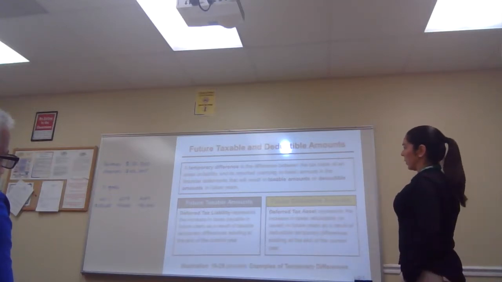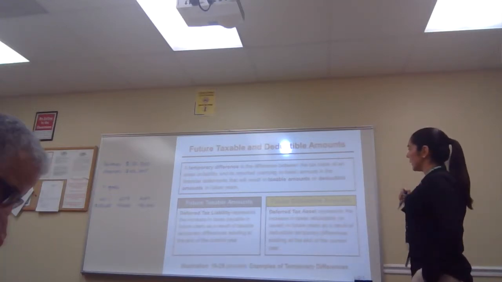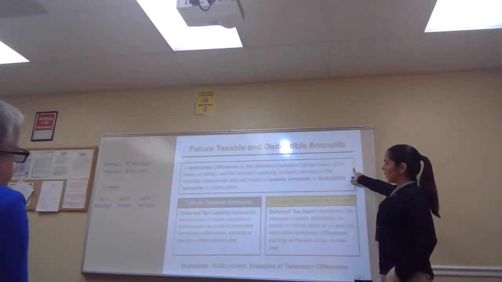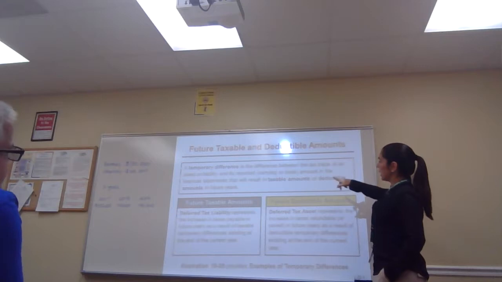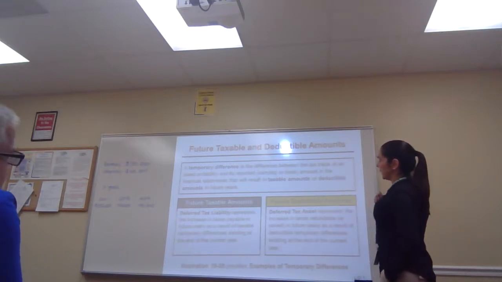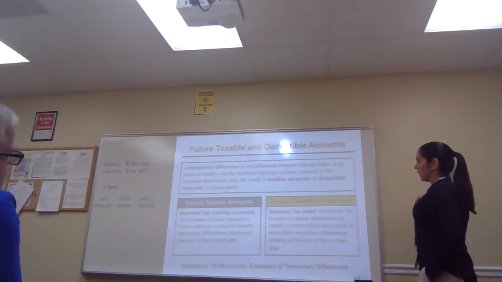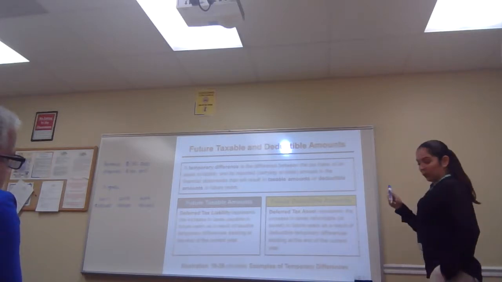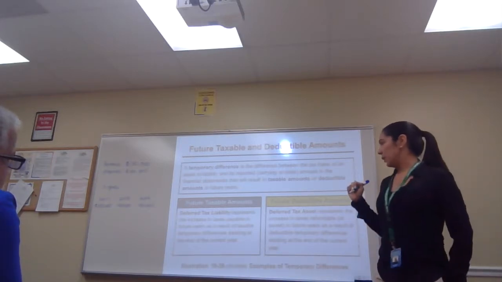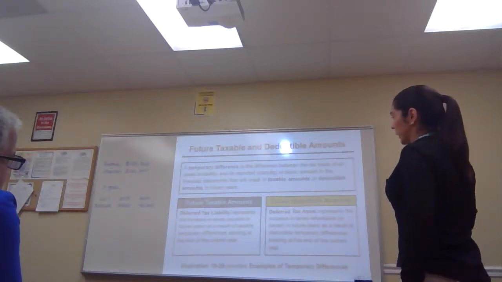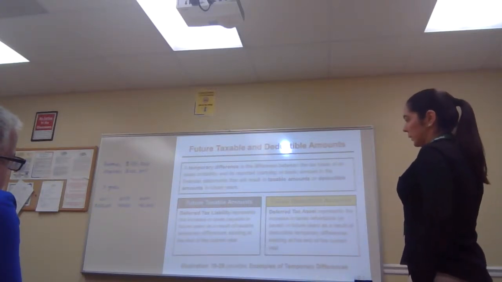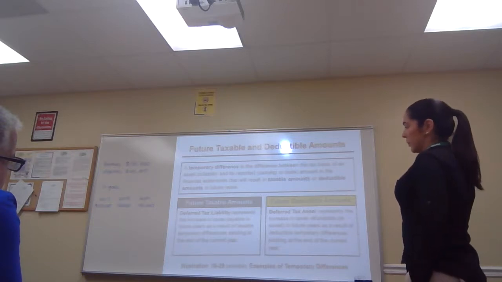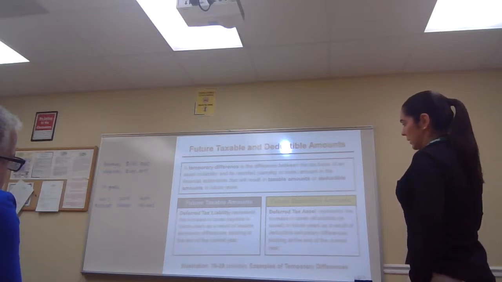A temporary difference is the difference between the tax basis of an asset or liability and its reported amount in the financial statements that will result in a taxable amount or deductible amount in future years. Future taxable amounts, which are considered deferred tax liability, represent the increase in taxes payable in future years as a result of a taxable temporary difference existing at the end of the year.